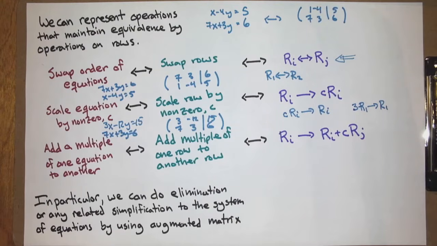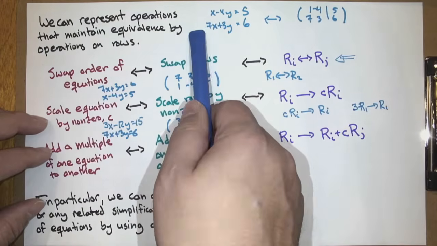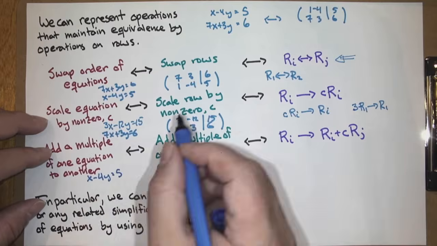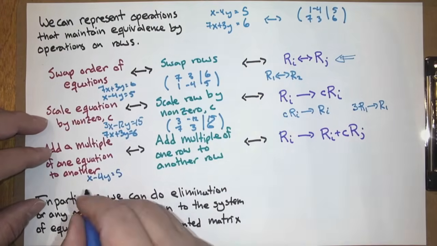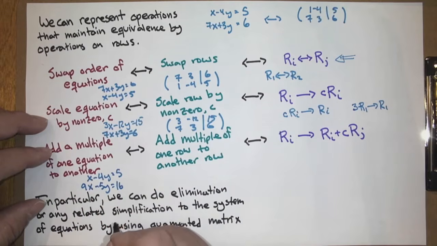The most important one, we talked about this last time, is maybe not the most obvious, but it's the most powerful. It says I can add a multiple of one equation to another equation. So let's suppose I take 2 times the first equation and add it to the second equation. The first equation stays as is. And if I double the first and add to the second, I would get 9x minus 5y equals 16.